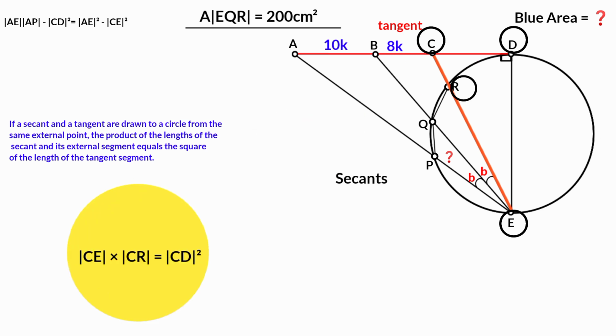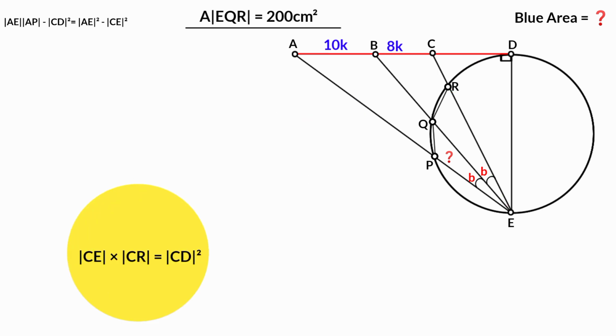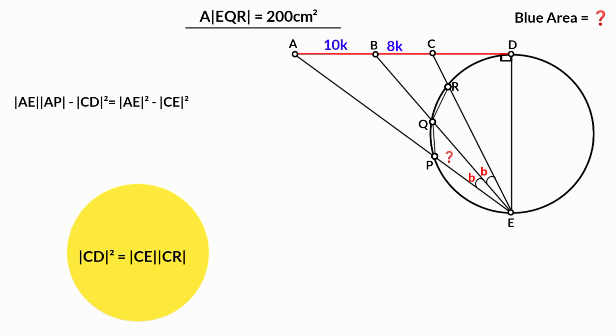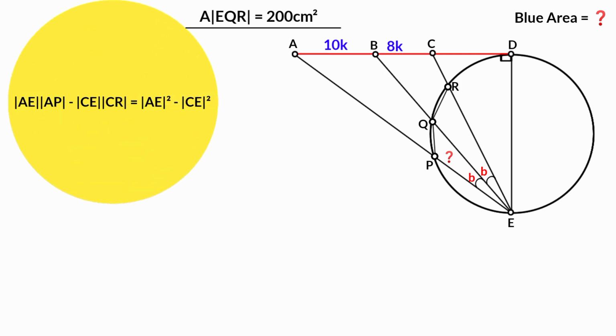So line CE times line CR equal to line CD squared. Line CE times line CR is line CE line CR. If you transpose, now line CD squared equal to line CE line CR. We come here, replace this line CD squared with line CE line CR. So line AE line AP minus line CE line CR equal to line AE squared minus line CE squared.